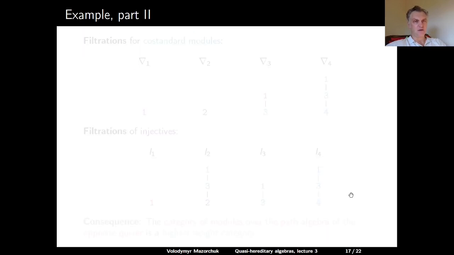Now let us check our conditions. Nabla 4 has only composition subquotients 1, 3, and 4, and if you forget 4, we only have 1 or 3. Correct. Nabla 3, we have 3 in the bottom, in the socle, and if you forget it, we have only 1. Good. And nabla 2 and nabla 1 are simple, so for them, everything is automatically satisfied.